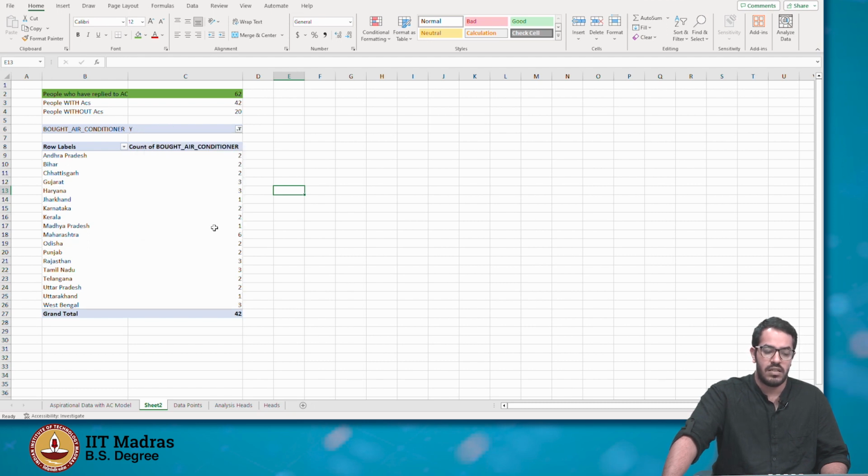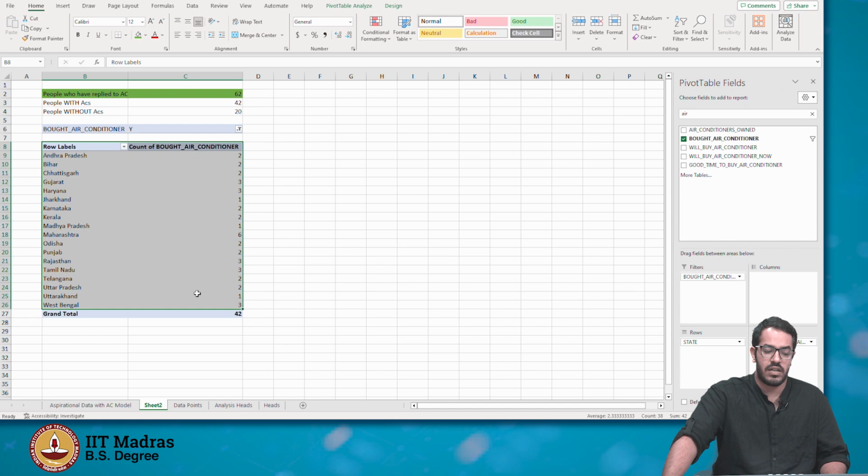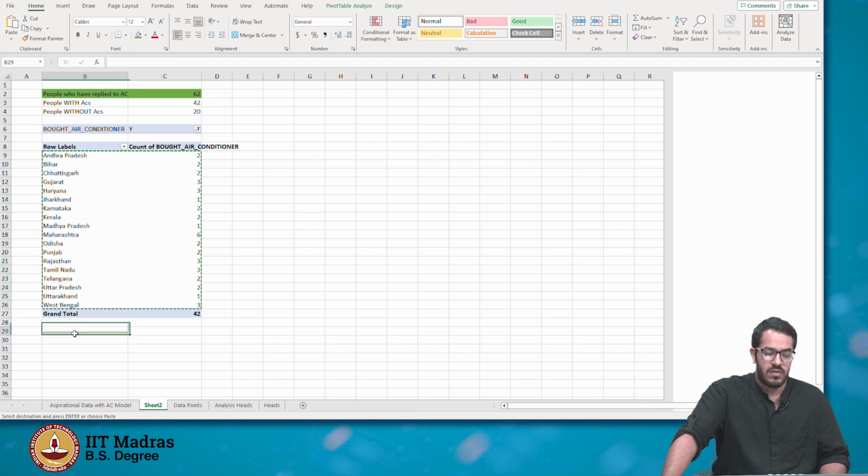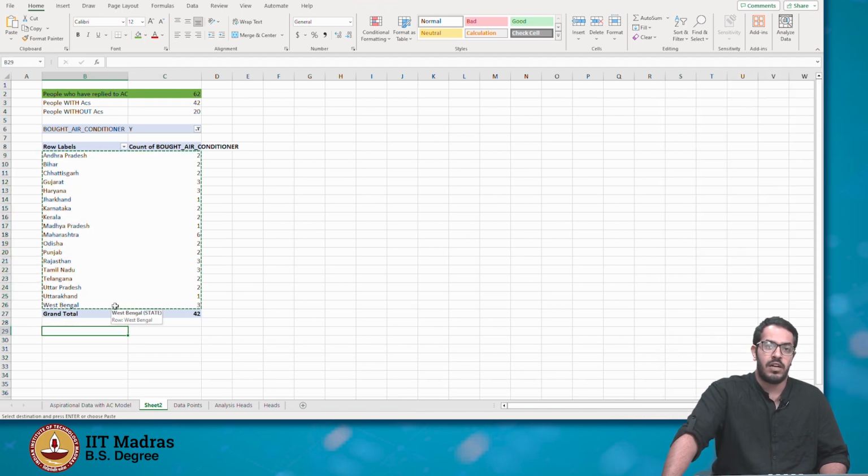So we see this is it. These are the people who all have an air conditioner at their home, and they have replied with a yes that they have already bought an air conditioner. Now, given this data, what can we infer, or how can we put it in a format which is more legible, more understandable, more relatable and recognizable? So here we have a set of data points: how many air conditioners are installed in the specific state of Andhra Pradesh within the given data that we have.